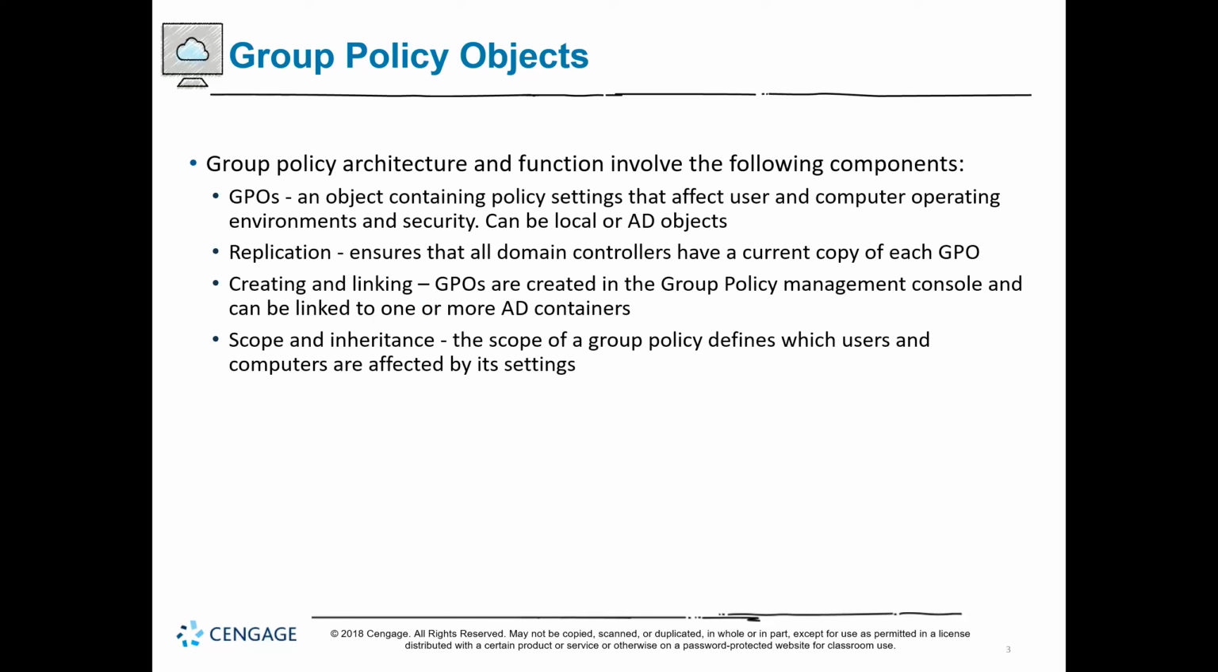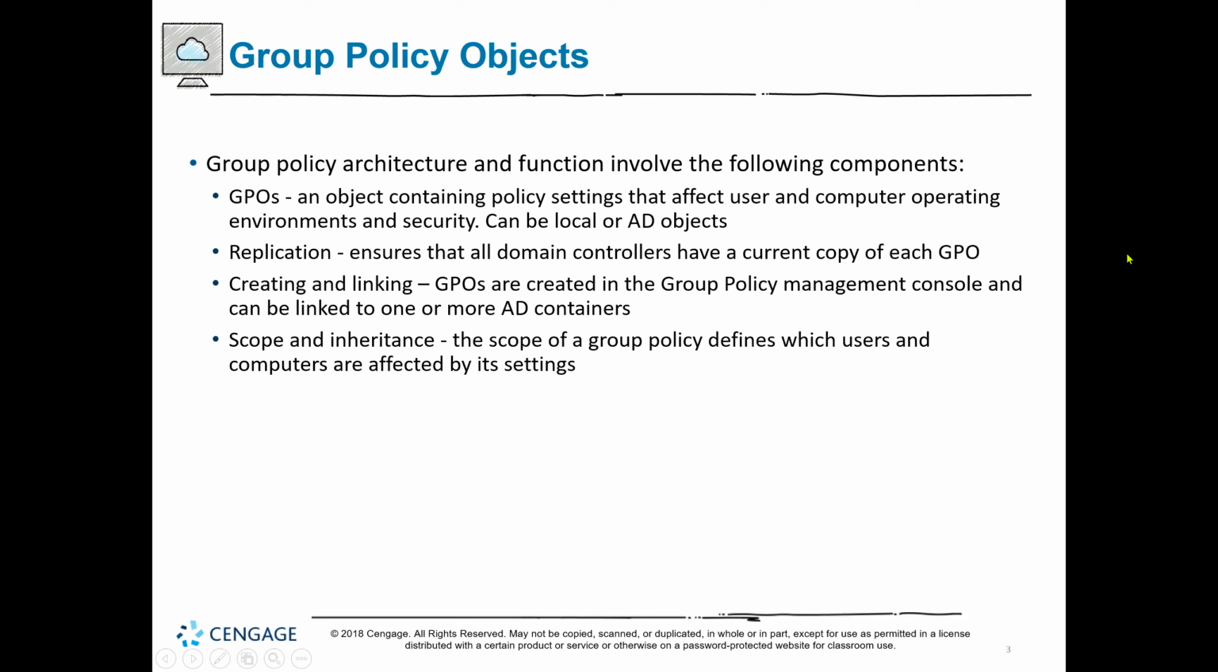Group policy architecture and function involve the following components: GPOs, which is an object containing policy settings that affect user and computer operation environments and security, can be local or they can be Active Directory objects. Replication, which ensures that all domain controllers have a current copy of each GPO. Creating and linking. GPOs are created in the Group Policy Management Console and can be linked to one or more Active Directory containers. Scope and inheritance. The scope of a group policy defines which users and computers are affected by its settings.